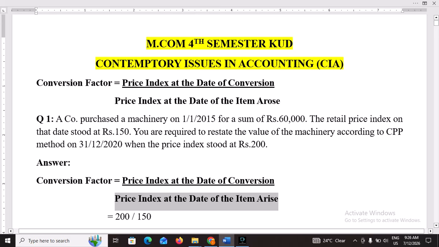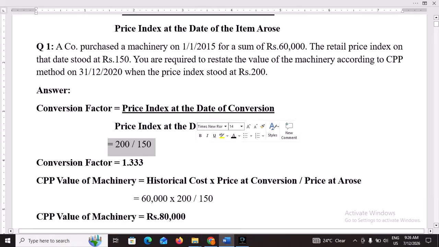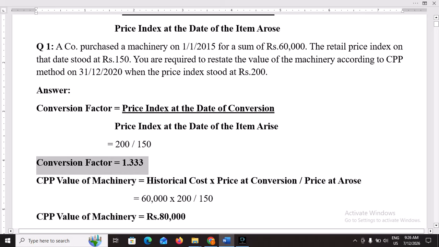The item arose means the date it stood. This is the retail price index on that date stood at rupees 150, the price index at the date the item arose. So 150. Take your calculator, 200 divided by 150. It means the conversion factor is 1.333. This is the conversion factor.